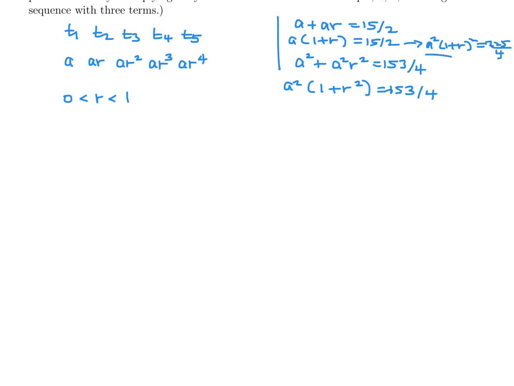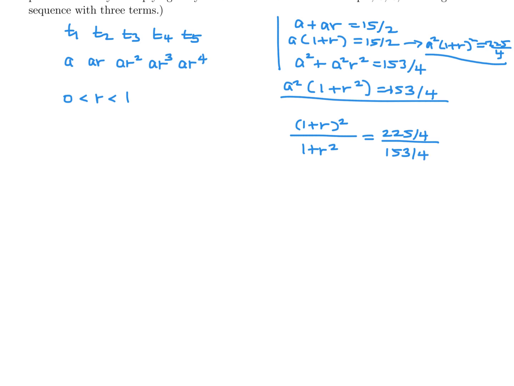And then I can combine this guy and this guy. If I divide them, I will get 1 plus r over 1 plus r squared, and the a squareds would cancel. And then you have 225 over 4 over 153 over 4. And this has only one variable, so that would allow me to solve for that one variable. Okay, I'm pretty sure I did that the right way.